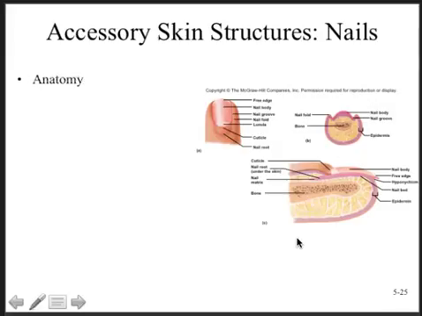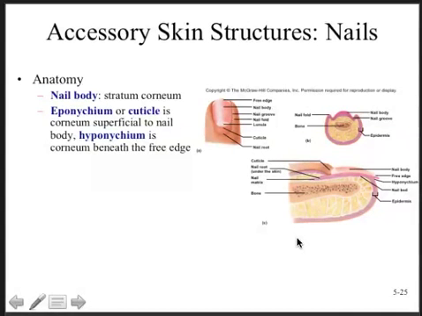The nails have a very interesting anatomy. The nail body is made up primarily of stratum corneum, and the eponychium or cuticle is the corneum that's superficial to the nail body, while the hyponychium is the corneum beneath the free edge. You've probably heard that it's a good idea to push back your cuticles in order to keep your nails happy and healthy. Matrix and the nail bed are the cells that give rise to the nail. Remember that the nail itself is primarily extracellular matrix material dominated by keratin.